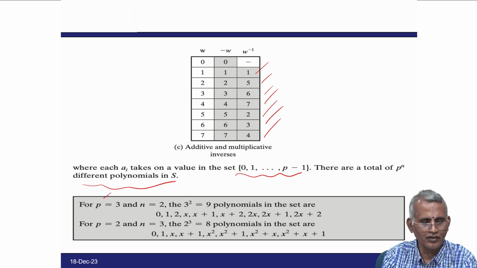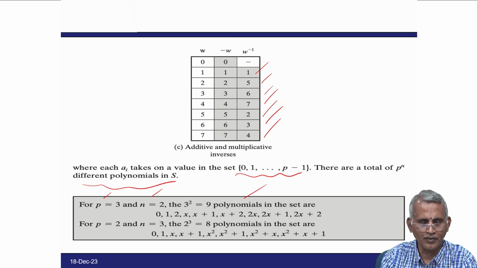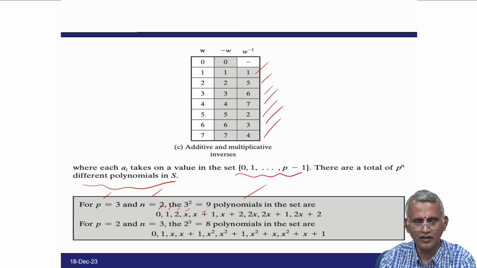Suppose you take p equal to 3 and n equal to 2, we have 9 polynomials in the set R. The corresponding values are 0, 1, 2, for 3 x, for 4 x plus 1, for 5 x plus 2, for 6 2x, and for 7 2x plus 1, for 8 2x plus 2.